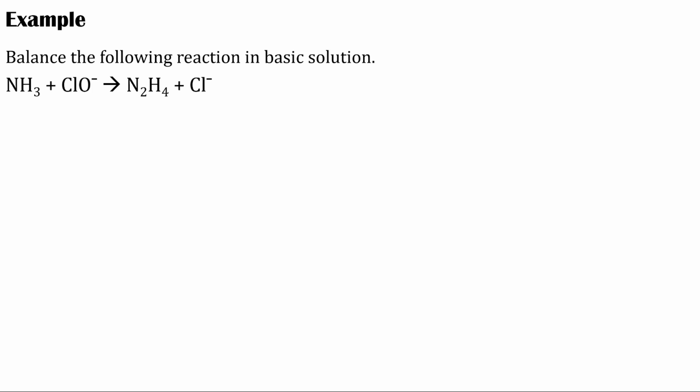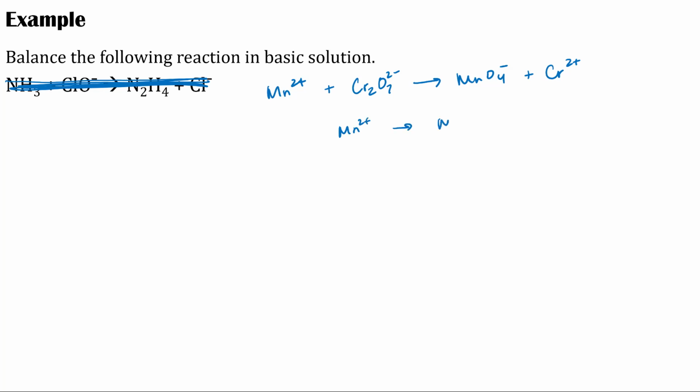All right, so this reaction doesn't work well for basic solutions for demonstrating what I want to show you, so I'm just going to make a new one up. If I break it down into half reactions, I have manganese 2 plus and permanganate, and then I would have dichromate to chromium.